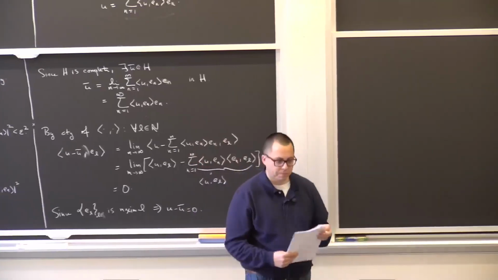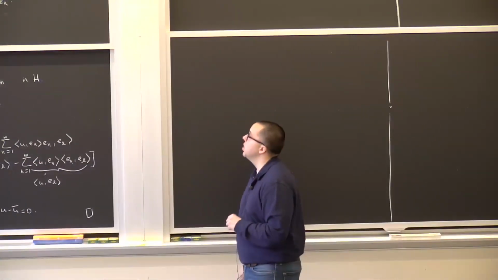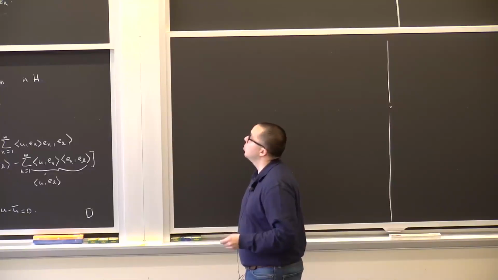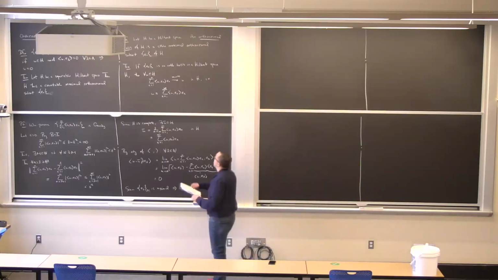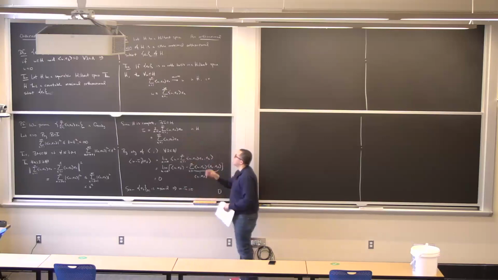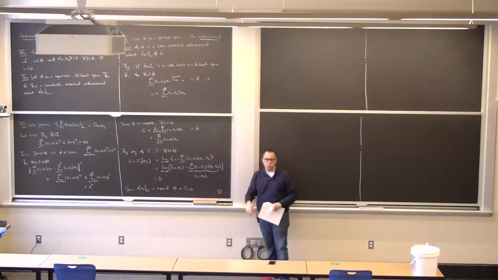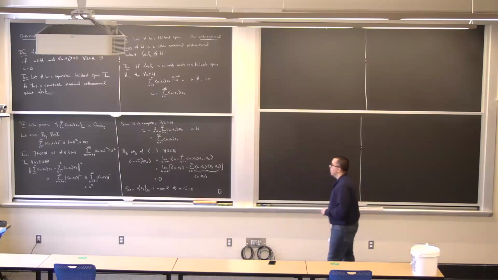So we've shown that if a Hilbert space has an orthonormal basis, then every element can be expanded in what's typically referred to as a Fourier-Bessel series in this way, in terms of the elements of the orthonormal basis.